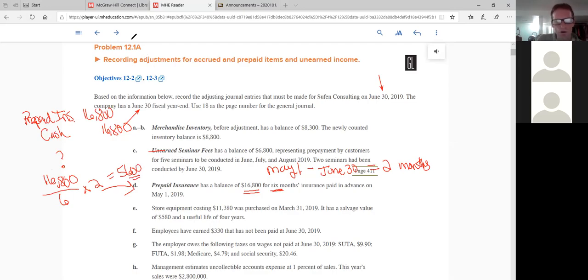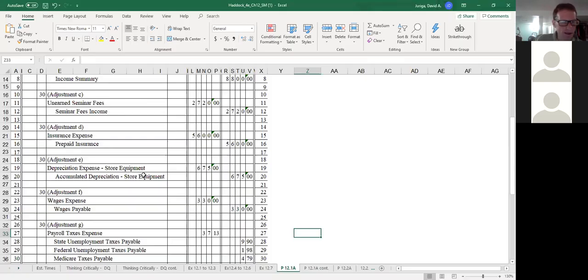And then of course you just do the adjusting entry. Let me go back and show you that. It would be right here. There's your insurance expense debit. There's your $5,600.